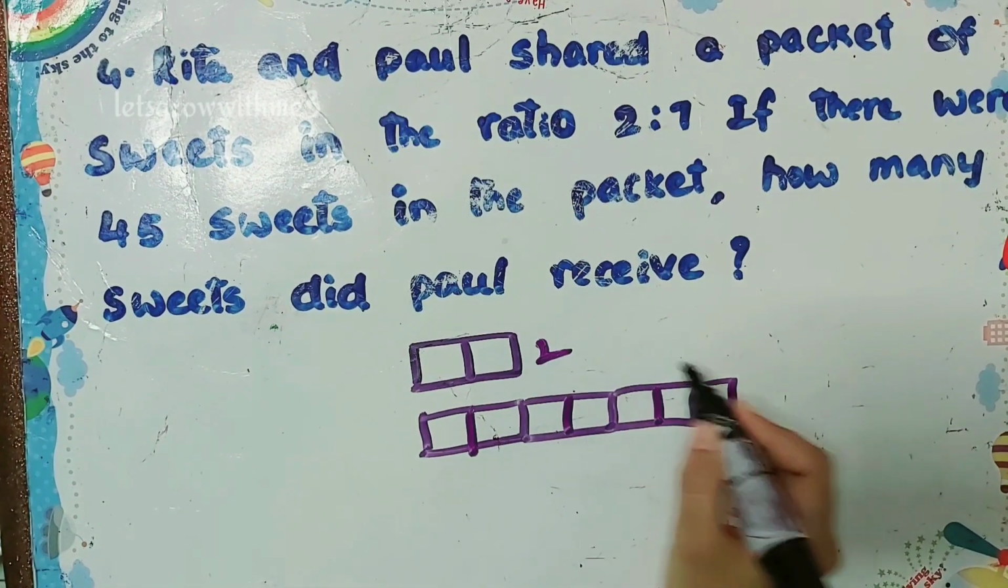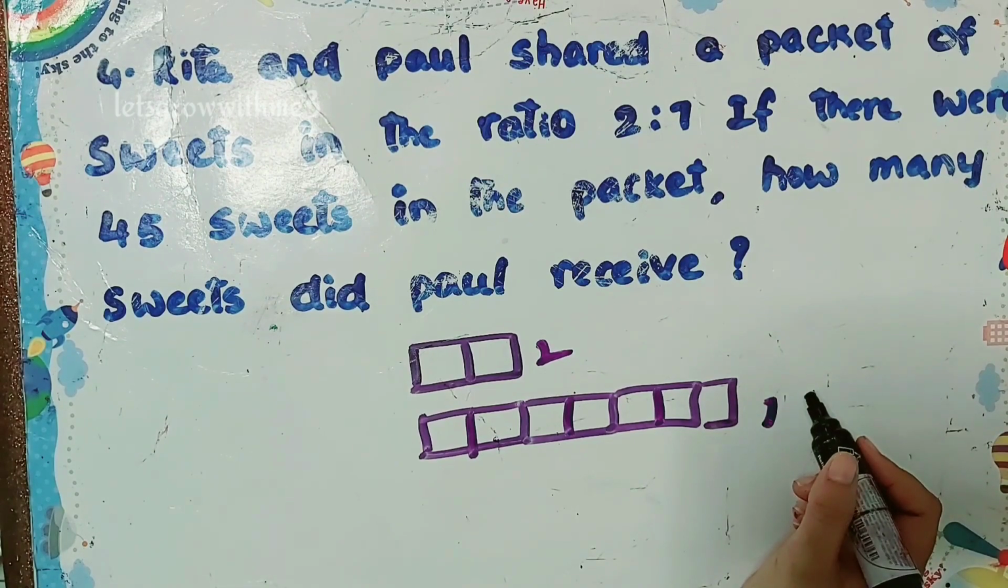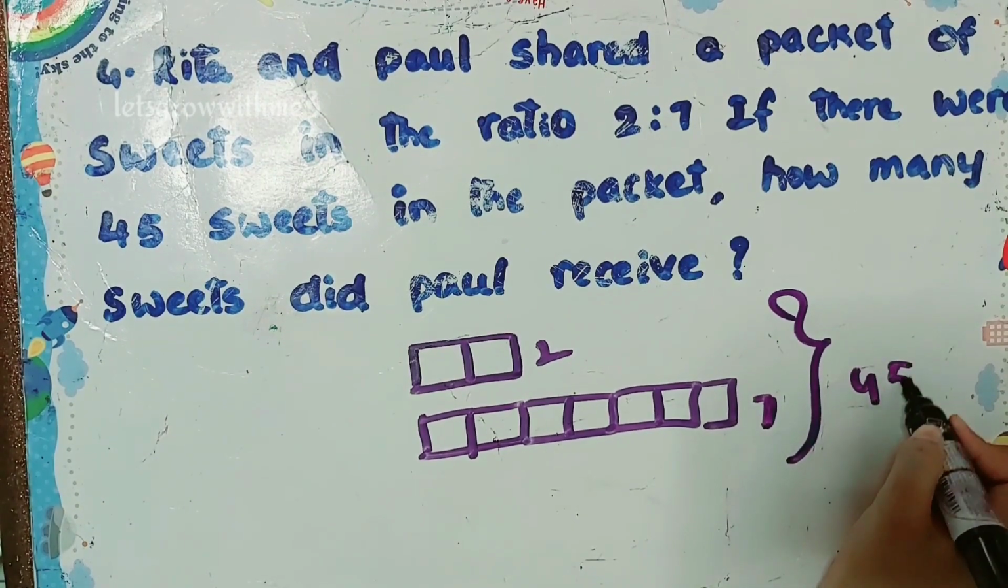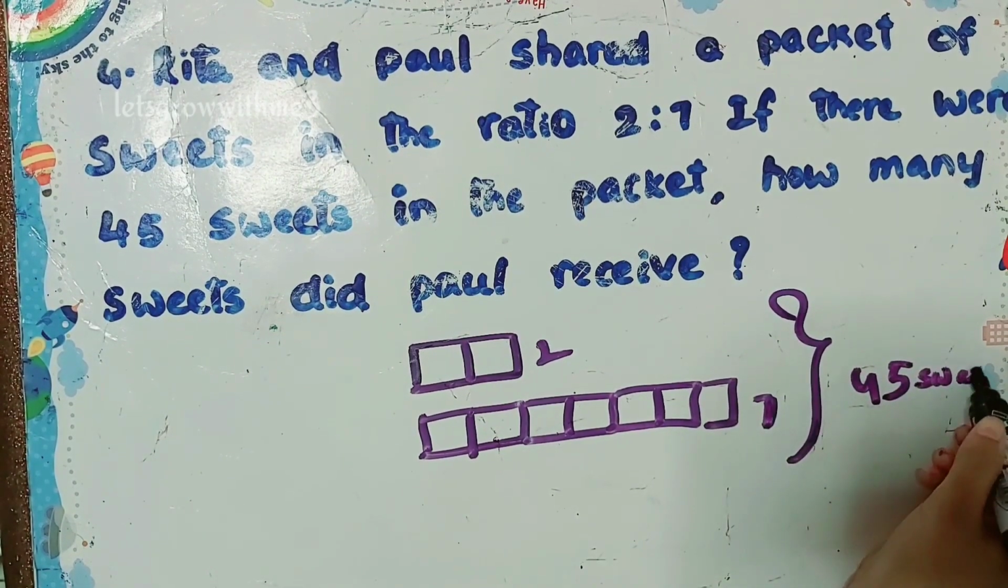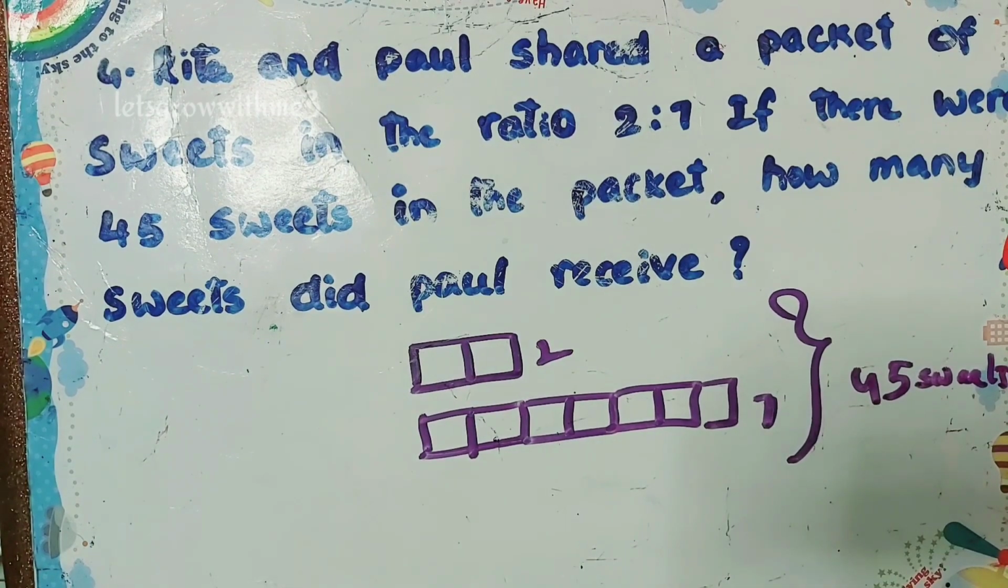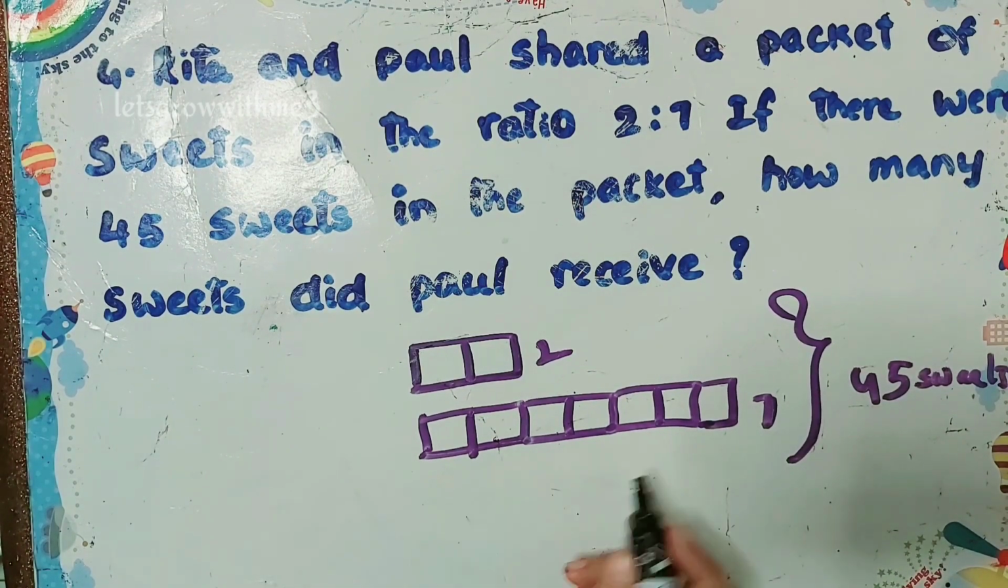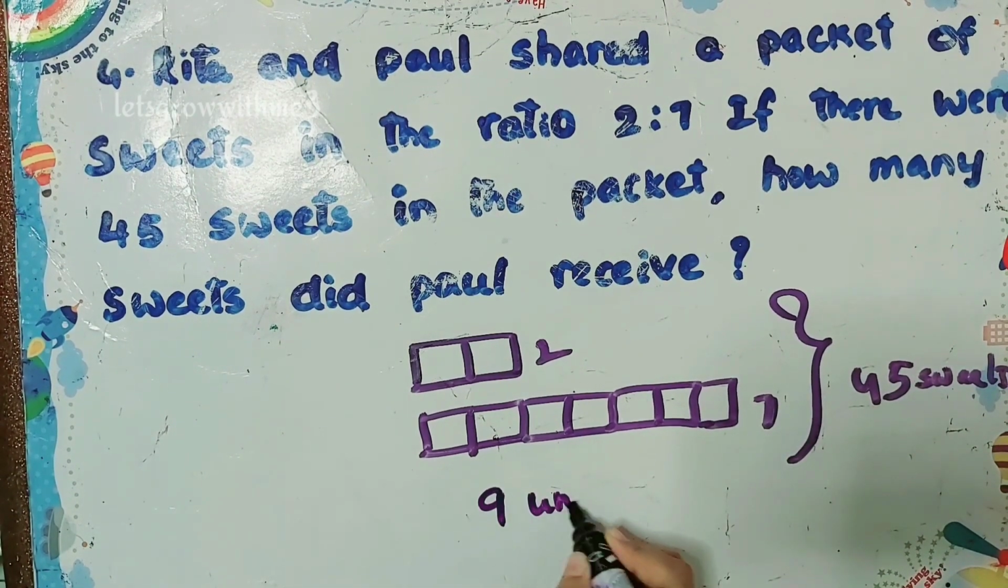So whenever we want to compare two ratios, it has to be the same quantity, 2 and 7. So together, when you add 2 units and 7 units, which is 2 plus 7, 9 units is equal to 45 sweets. Okay, so that's our data. So this one is I think very easy, we just got the 9 units value, so from that you can find out the 1 unit value.